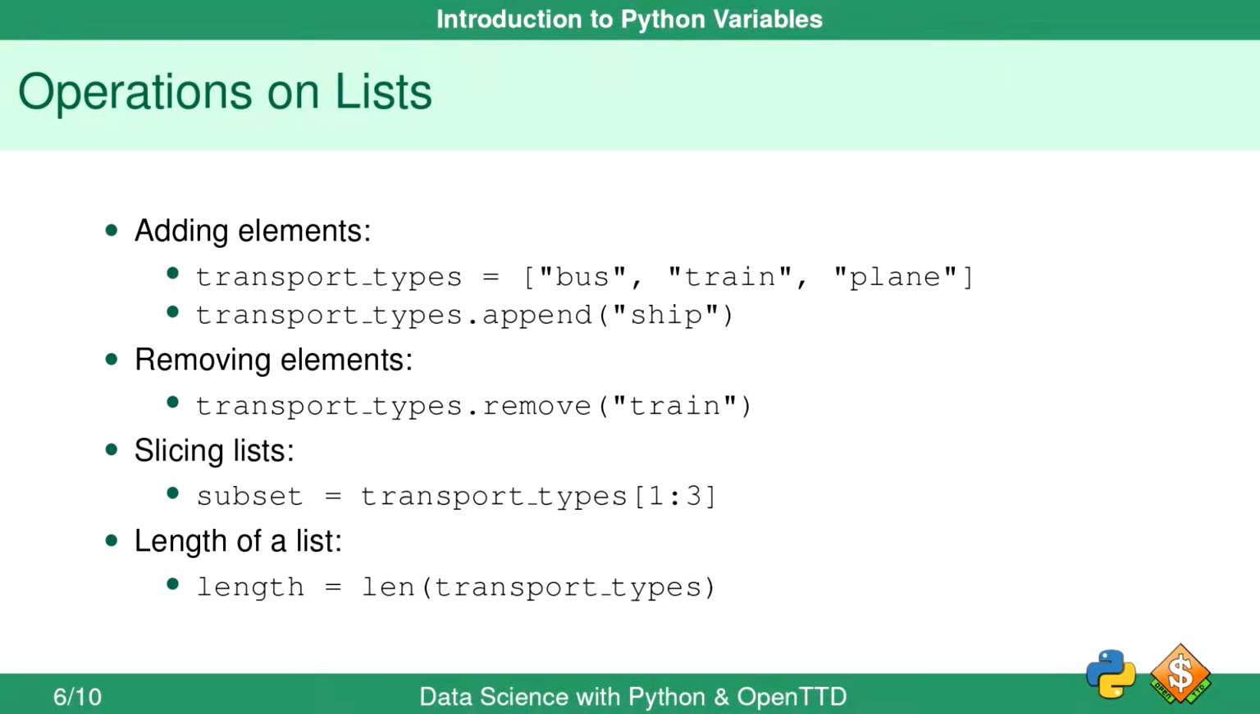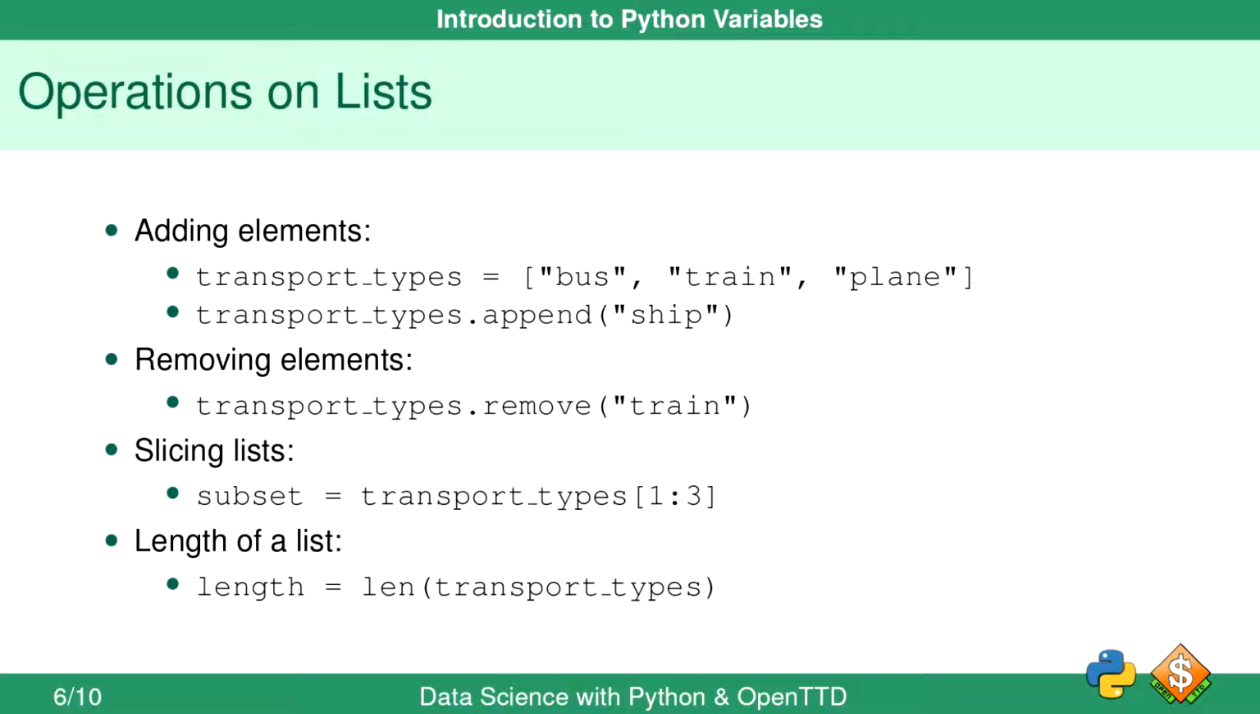Let's explore some operations on lists. Suppose we have a list called transport types equal to bus, train, plane in square brackets. We can add an element using the append method with parentheses, like transport types.append with ship in parentheses. To remove an element, we use the remove method with parentheses, such as transport types.remove with train in parentheses.